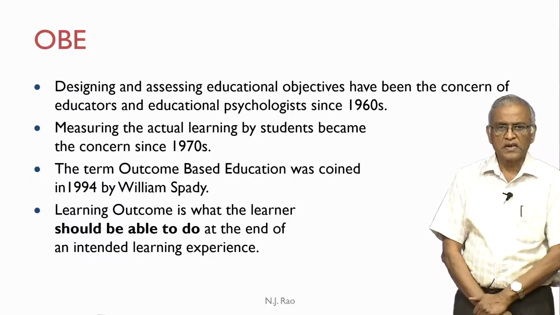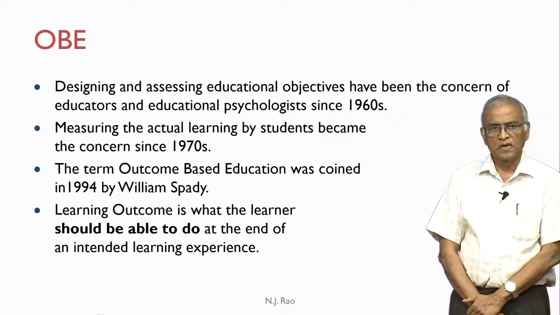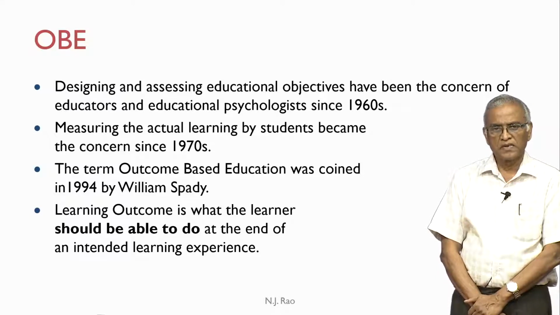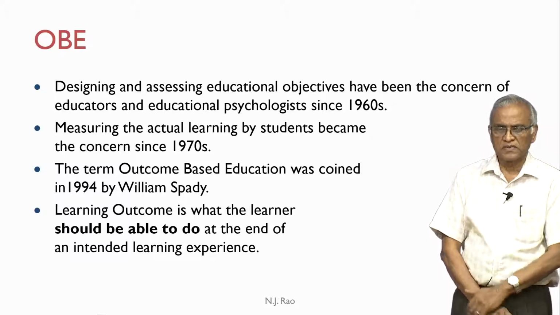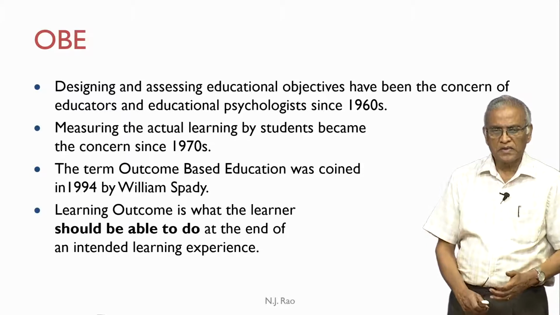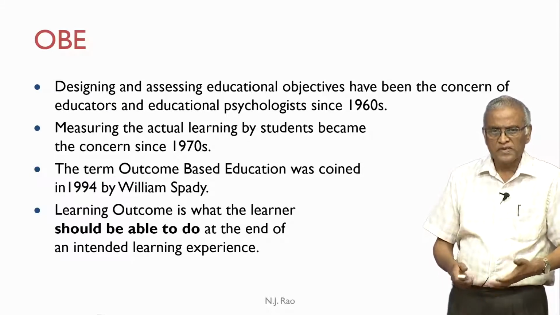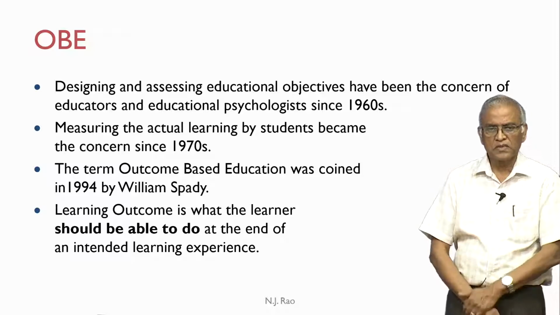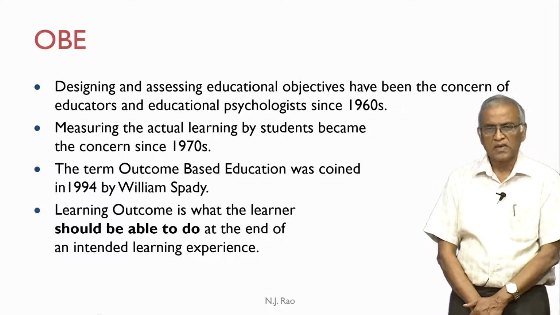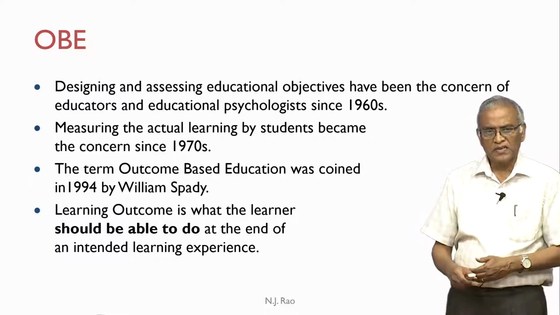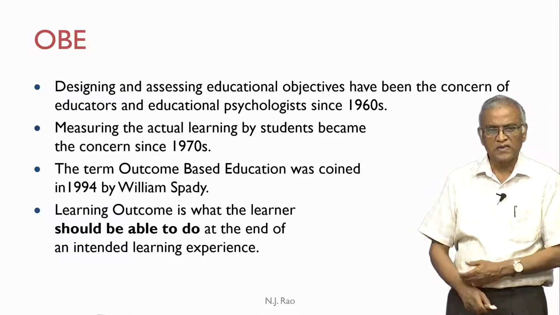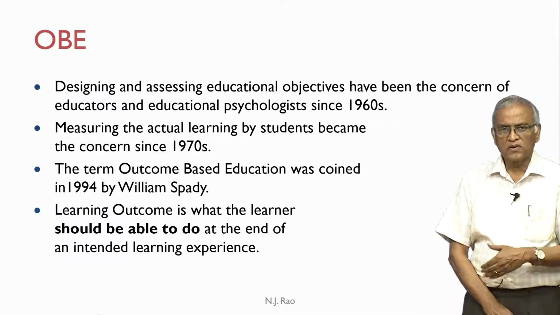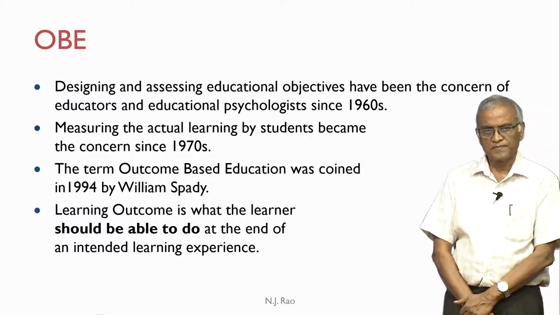Designing and assessing educational objectives have been the concern of educators and educational psychologists right from the 1960s. That means what is it that you are making the students, or rather what were the objectives of education, and then how do I ensure that it has been achieved. This has been the concern of educational psychologists since the 60s, and it got translated into a more serious concern in the 70s. Measuring the actual learning by students became the concern.